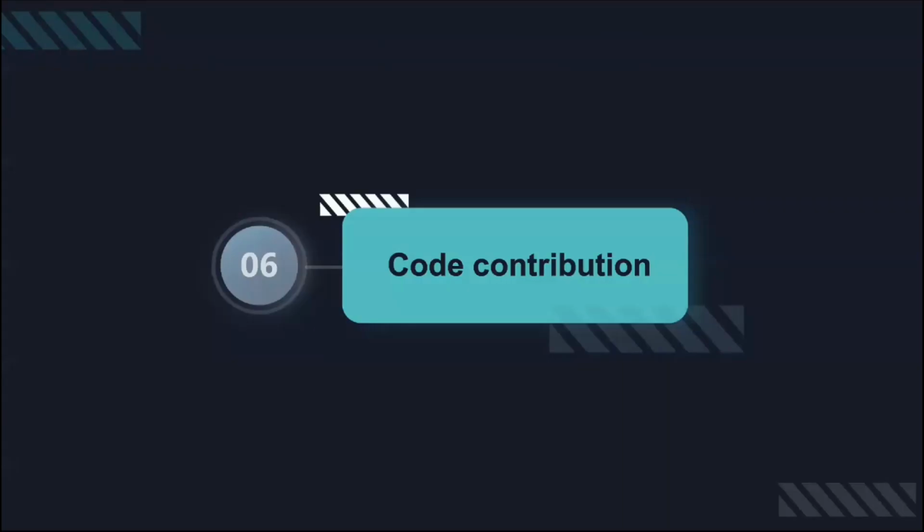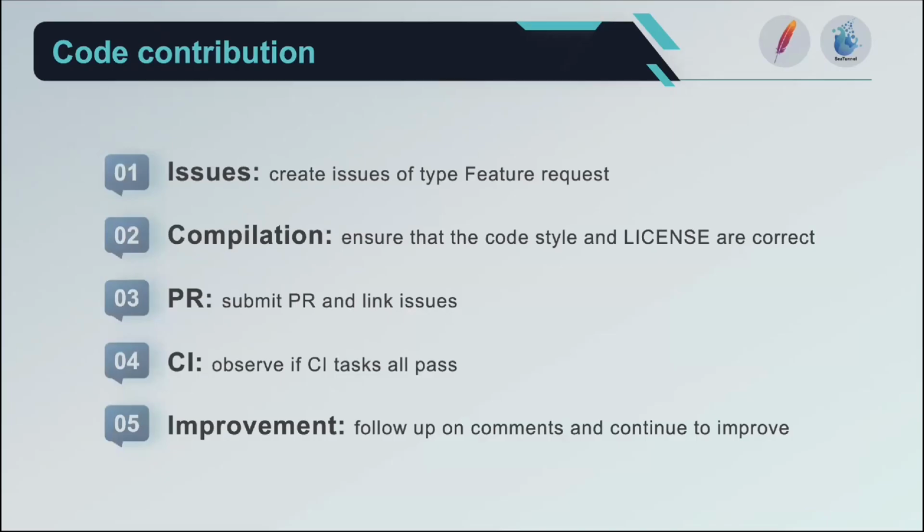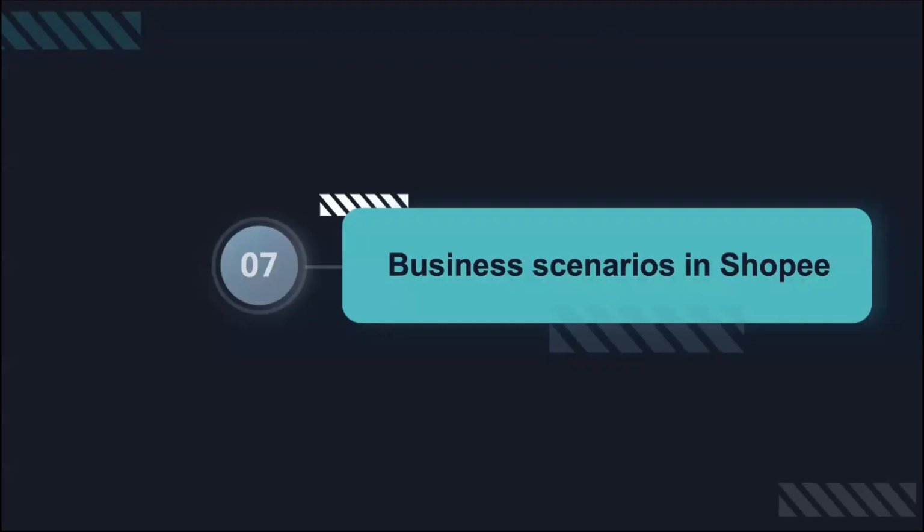Okay, let me briefly introduce how to contribute your code. Normally, we should create the issue first, ensure the code style is right, and check that the license files are correct. Next, submit the pull request and link the issue in the description of the pull request, check the status of the CI after a period of time, and follow up on comments and continue to improve it as well.